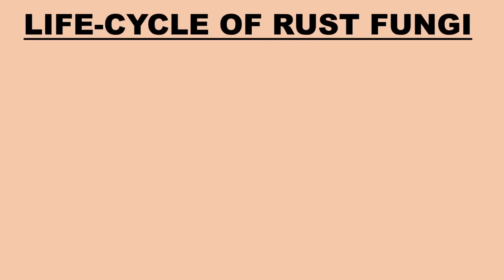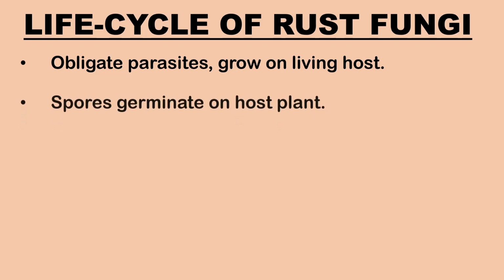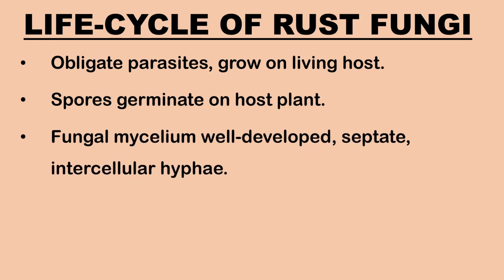Next, let us learn about the life cycle of rust fungi. Rust fungi are obligate parasites. They grow on living hosts. Infection begins when a spore falls on the surface of the plant and starts germinating within the host. The fungal mycelium is well developed, with septate, intercellular hyphae.